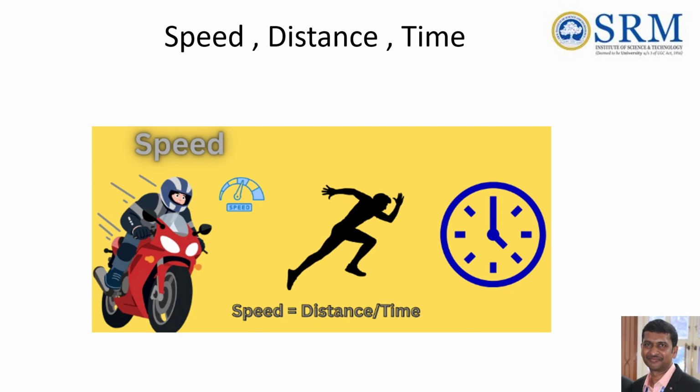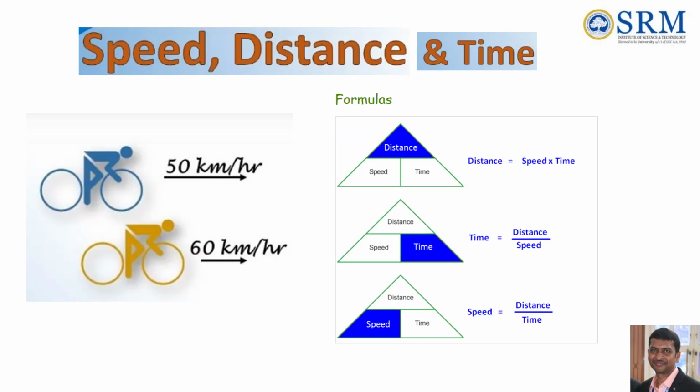The basic formula is distance is equal to speed into time. If you know two of these three variables, then one unknown will be there. Whatever is unknown, we can find out with these basic formulas.